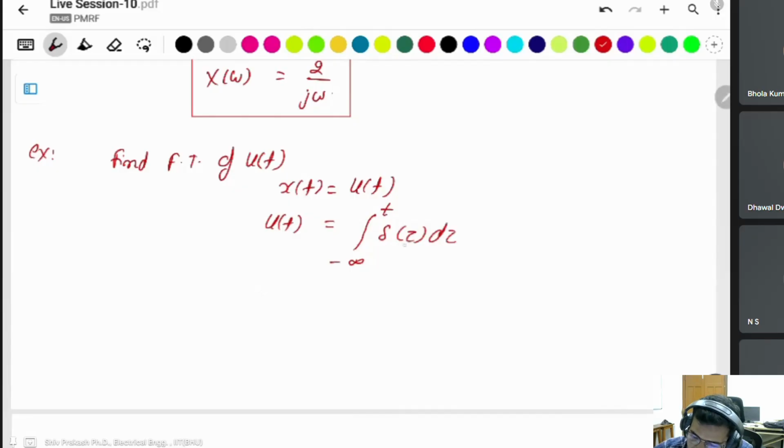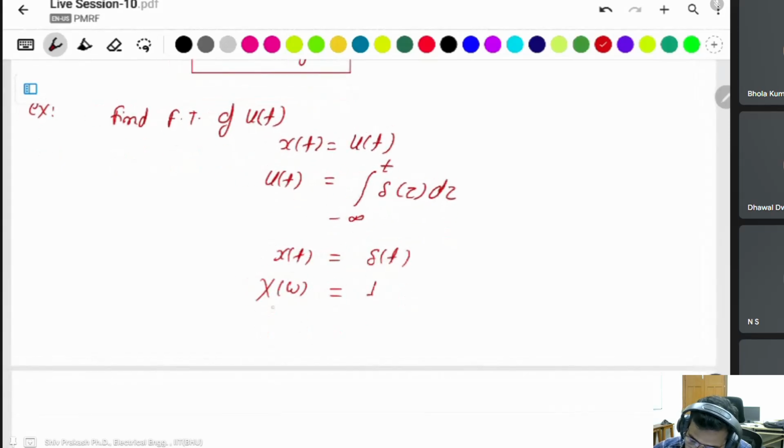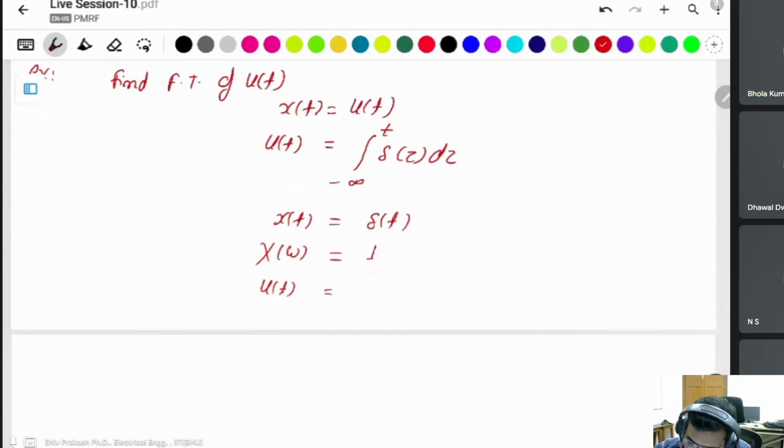You know the delta function delta t, the Fourier transform of delta t is equal to 1. For x(t) equal to delta t, X(omega) is equal to 1. Then in place of x(t), u(t) is there, which will be the integration of this one. It means U(omega) is the transform of the integration of delta t.